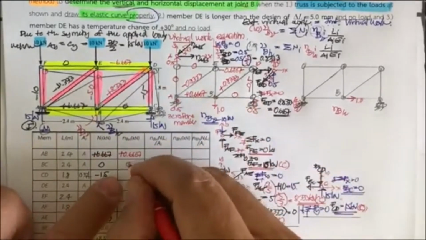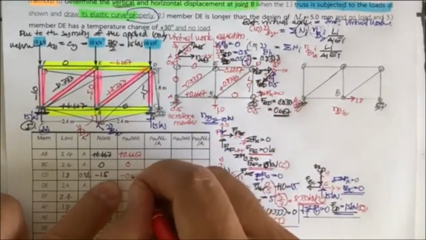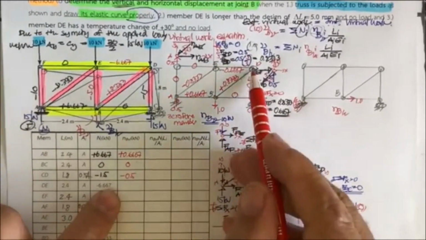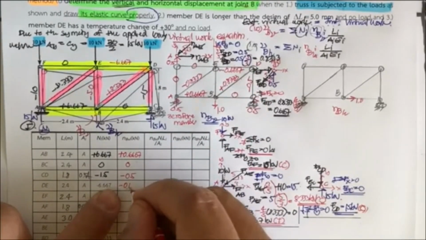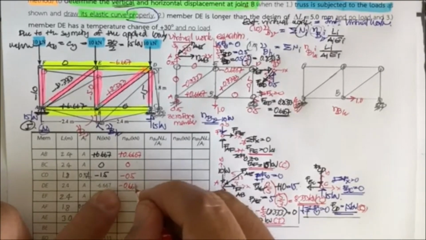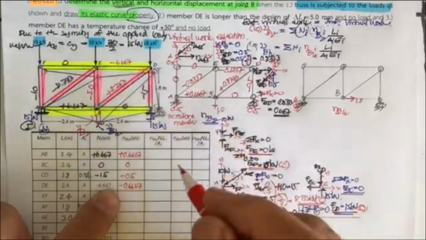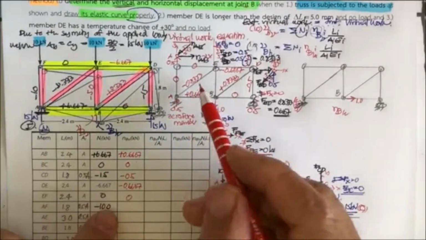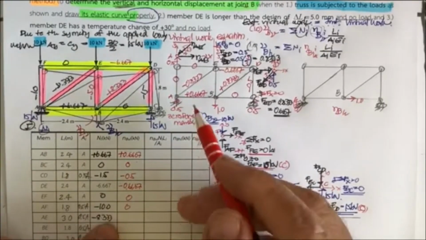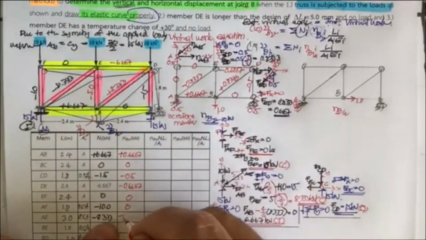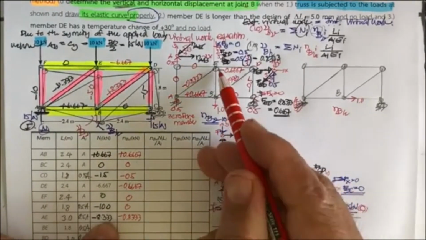BC, CD minus 0.5, and DE minus 0.667, and EF, this is F, 0, and AF is 0, and AE is minus 0.8333, and BE is here.